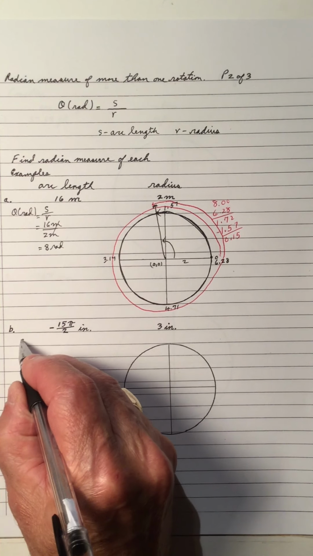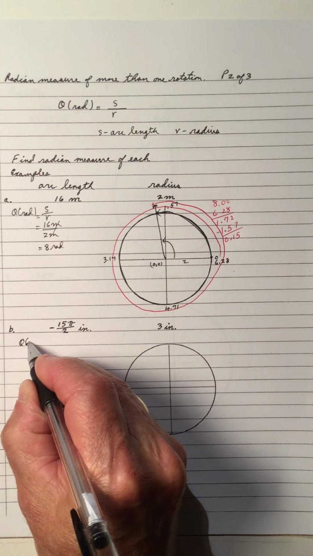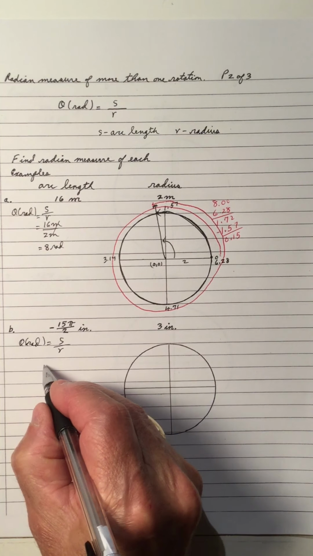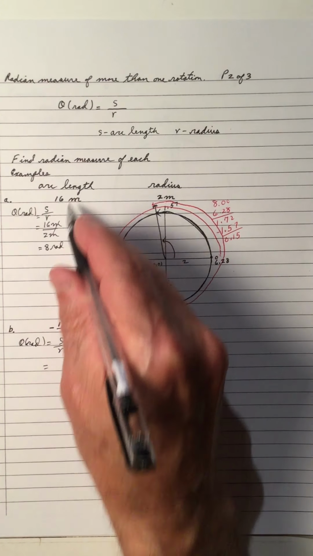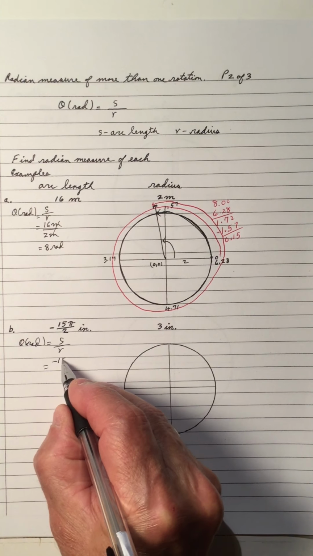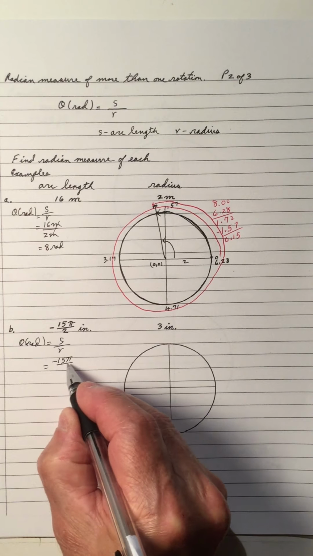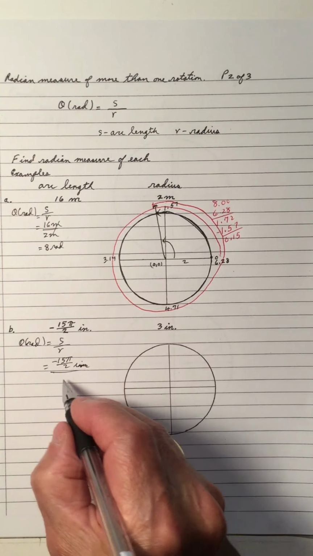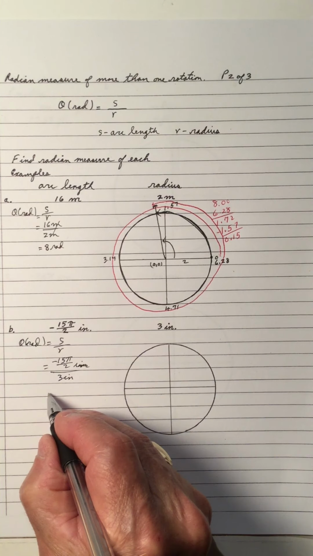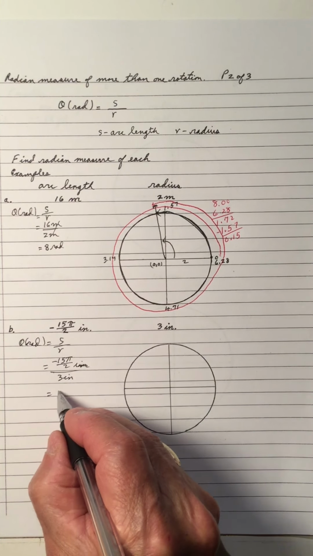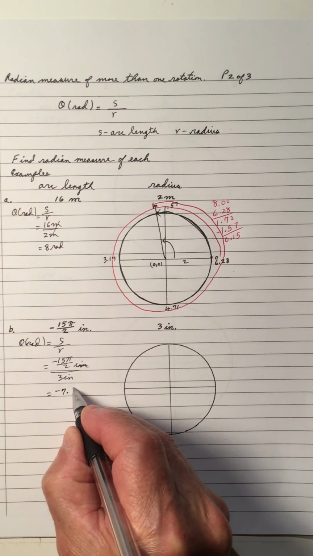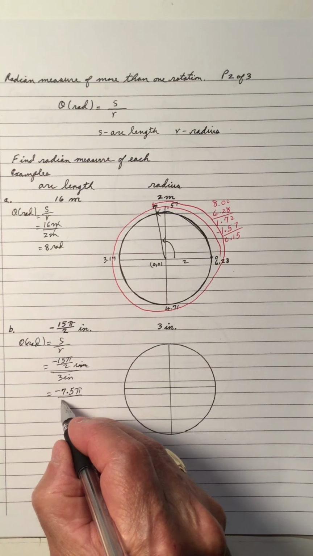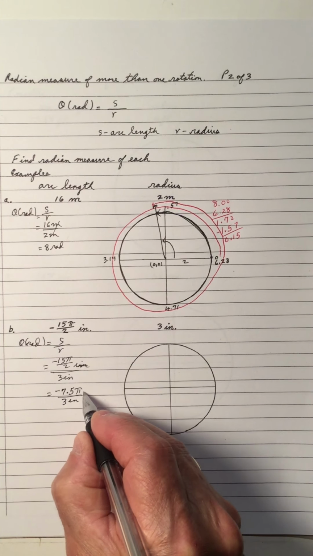B, the radian, is defined as s over r, and s, the arc length, is negative 15 over 2 inches. Make that inches now. The radius is 3 inches. So what I'm going to do is 15 divided by 2 is a negative 7.5. Make that a decimal, divided by 3, and that's inches.